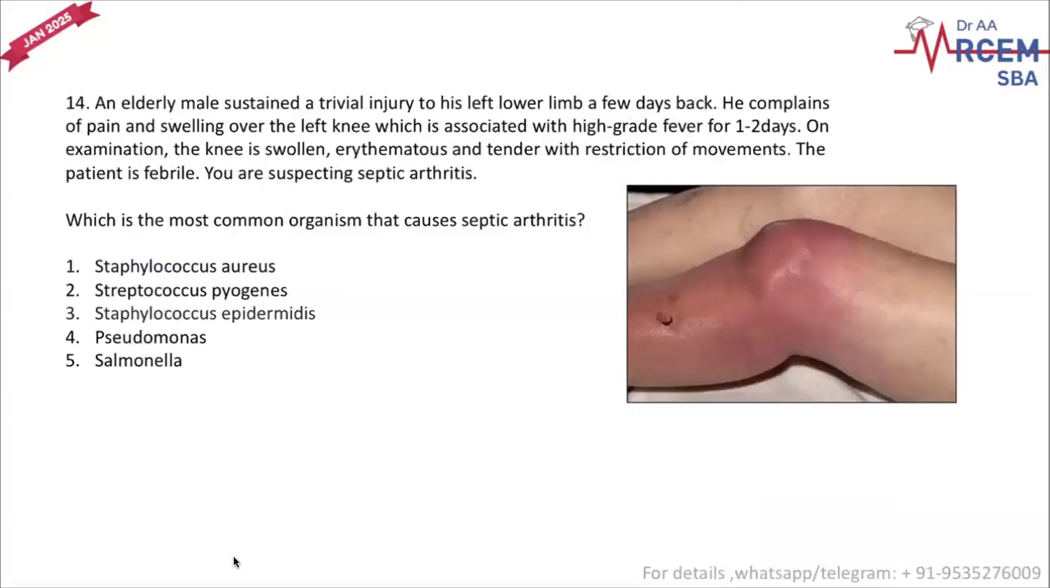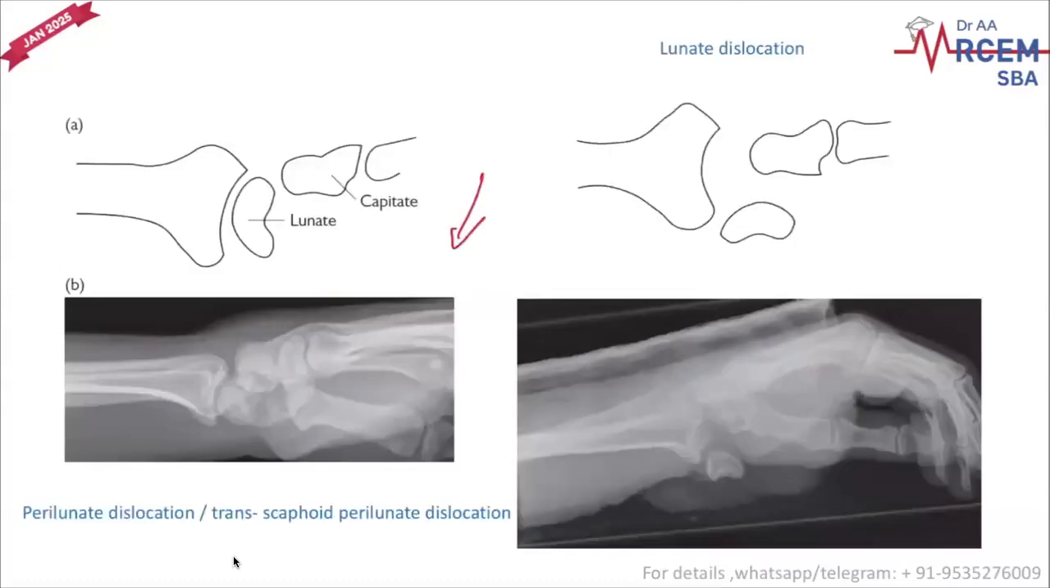So don't get confused between perilunate dislocation and lunate dislocation. In lunate dislocation, the articular surface of the radius will be empty and the lunate will be pushed towards the palmar surface. Here, the entire carpal bones will be pushed towards the dorsal surface.